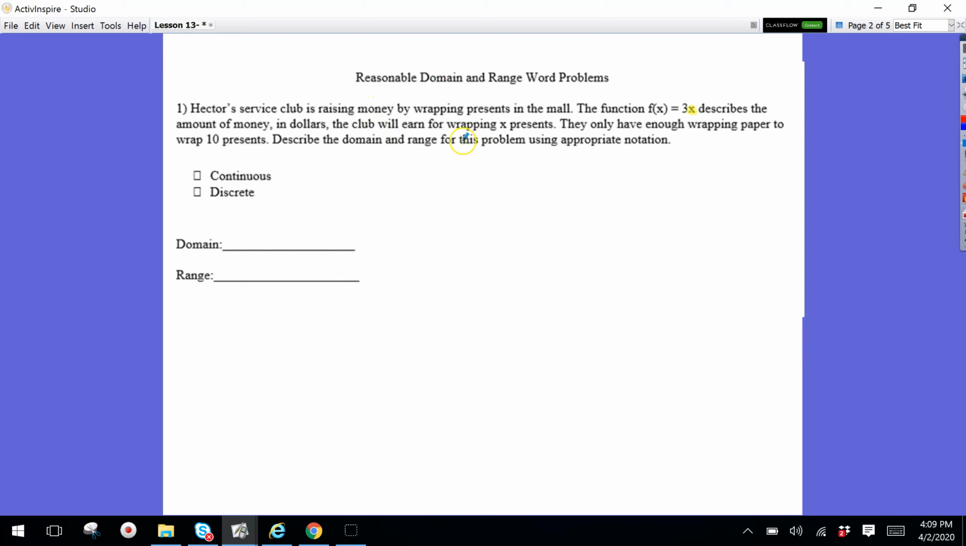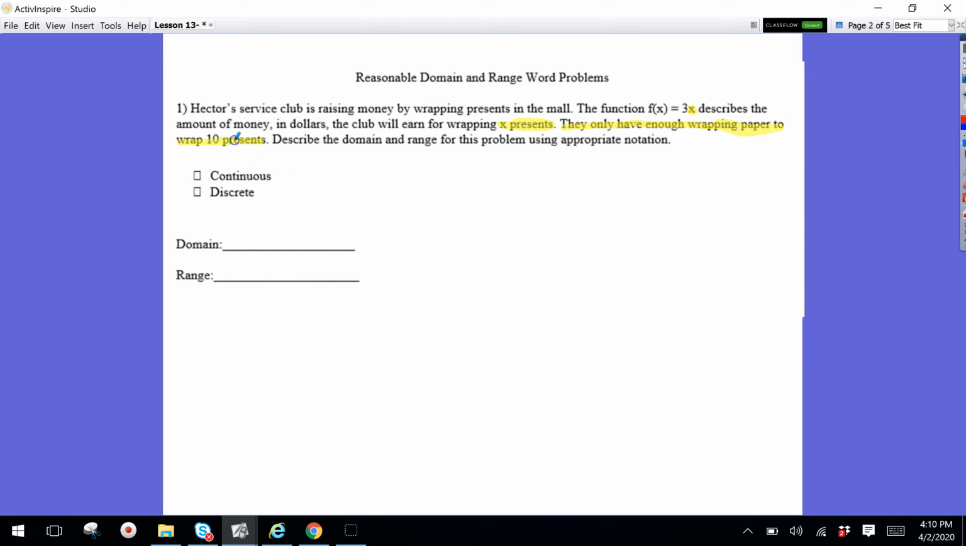And then I'm going to keep reading and see if they told me what x means. They will always definitely label the variable when they're talking about x. So right here it says the club will earn for wrapping x presents. So I can tell that x means presents. Now that I know that x means presents, I want to see if I have any more information about the amount of presents here, which represents x. So this sentence right here says that they only have enough wrapping paper to wrap 10 presents. So I would definitely highlight that as well in the same color.